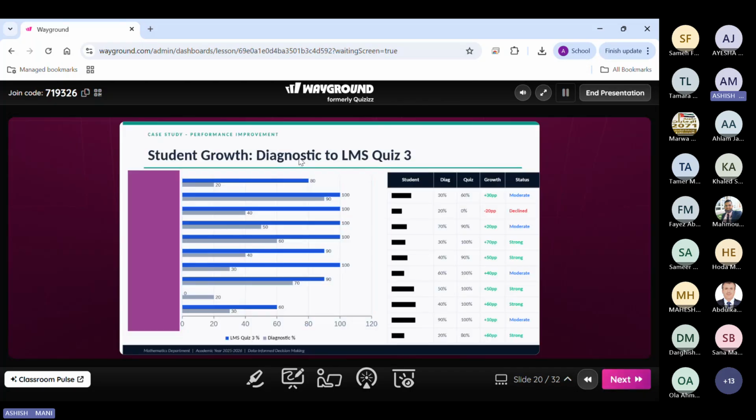Now, student growth, if you see from diagnostic to LMS, there is a complete table. We can make it with the help of the data we have. So here, you can see all the students with their diagnostic test, how much they scored, and the status. Only one student I can see is declining in the whole process. If you see, 5 students are strong and 4 of them are moderate. So I will decide my next instruction or my next class based on this data.